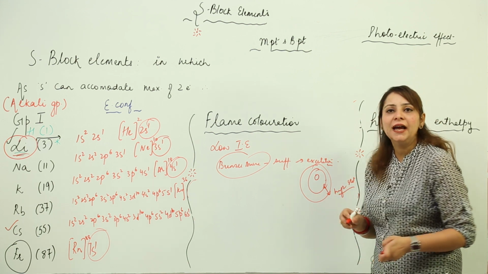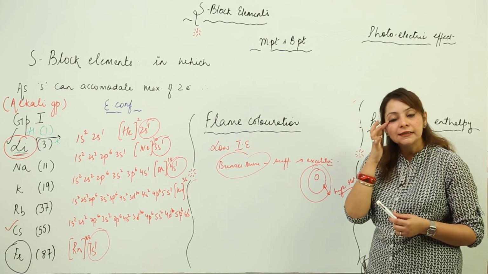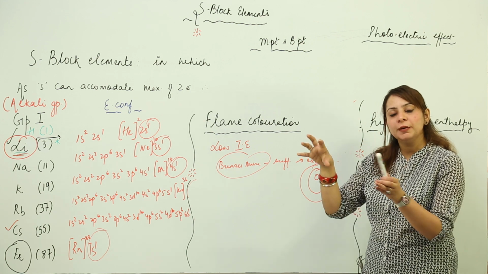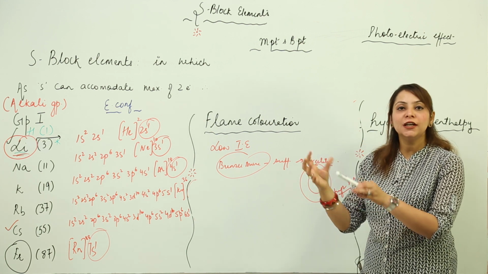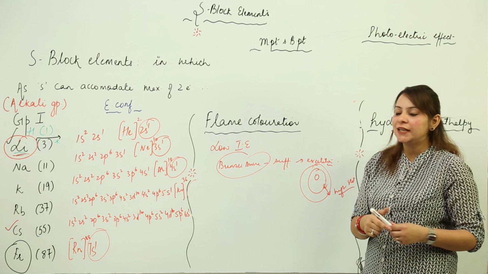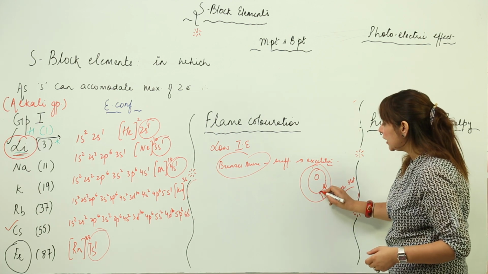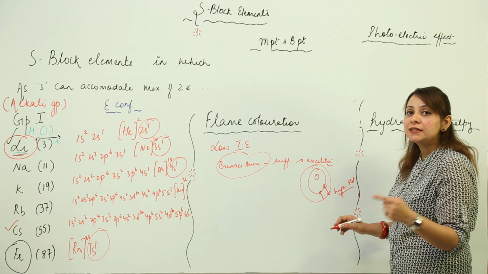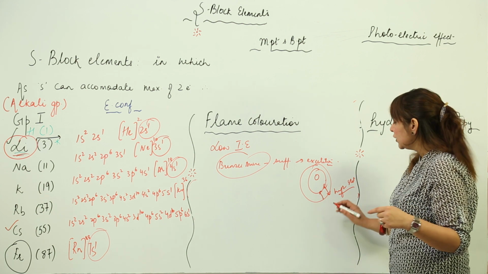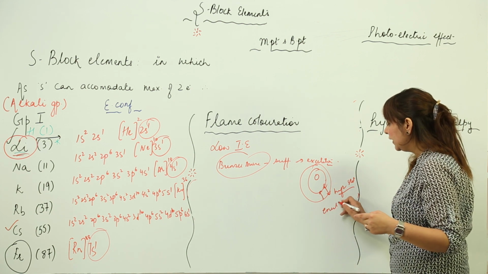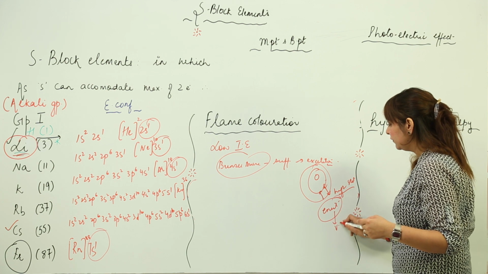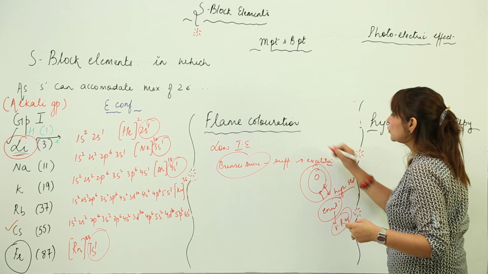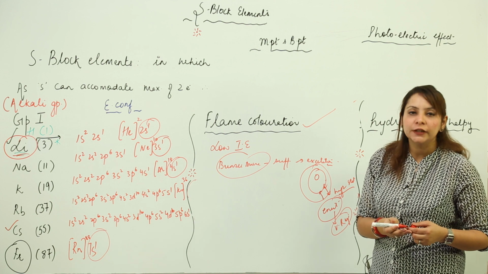And we know that the higher state is always an unstable state, and the electron is going to remain there for a certain period of time, and definitely it is going to return to its ground state. When it jumps back to its ground state, it emits the energy absorbed by it. That energy which it emits falls in the visible region, due to which there is flame coloration for the alkali metals.